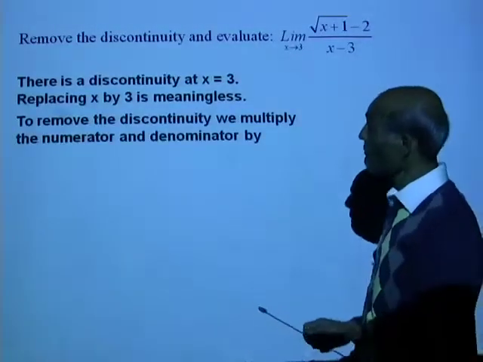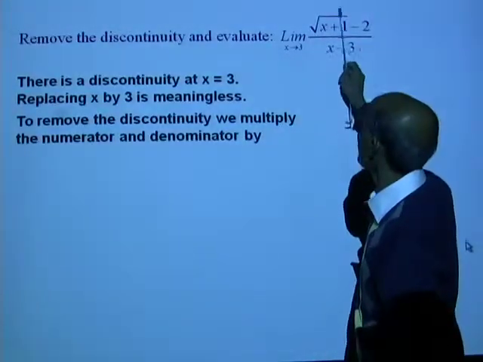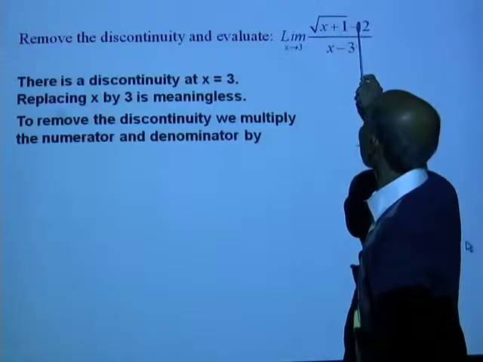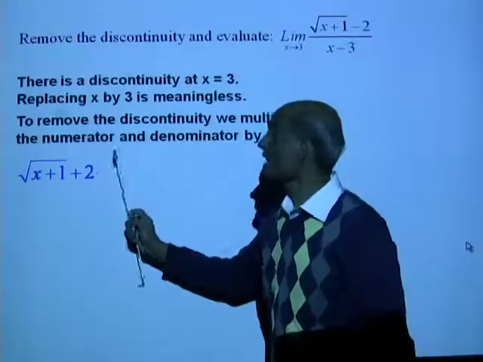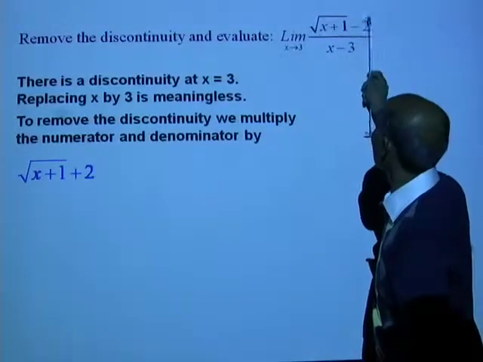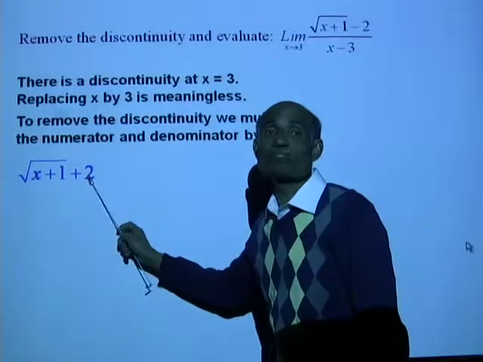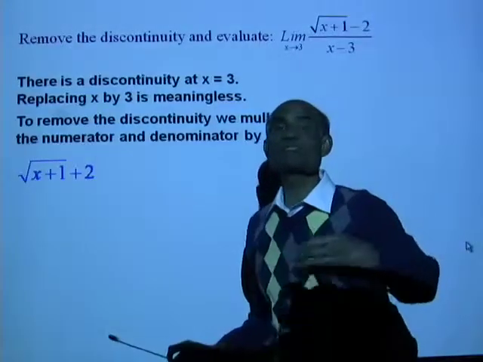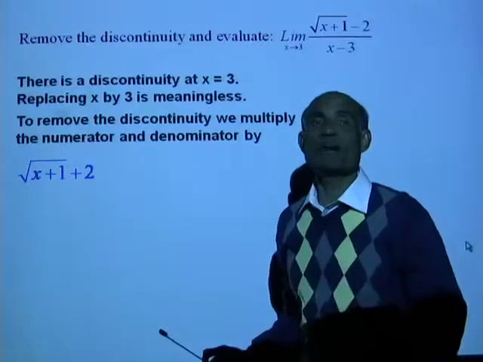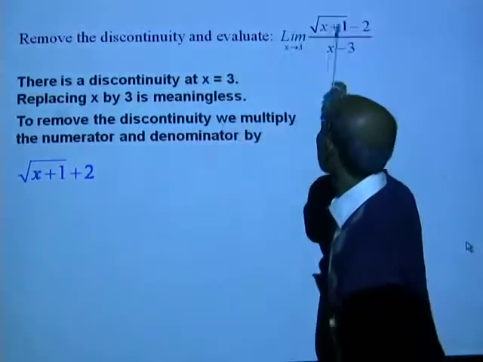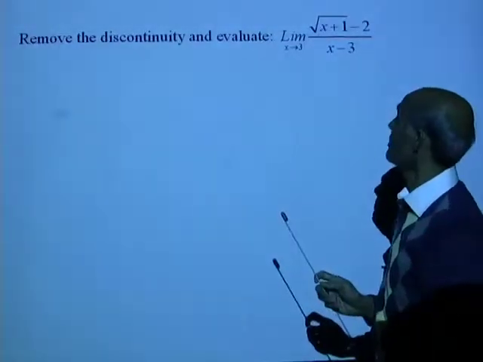And that means we should try and remove that discontinuity. Alright. What we're going to do is, we multiply the numerator and denominator by square root x plus 1 plus 2. Look at that quantity. And I want you to understand it like this. If this is a and this is b, this is a minus b, then this will be a plus b. What is a minus b times a plus b? It's a squared minus b squared. And that's why we are doing this.